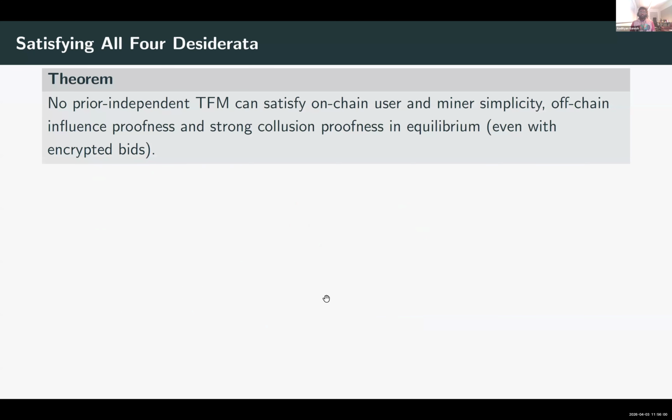All right. So one result that we have from the first of the two papers is the following, right? We show that no prior independent transaction fee mechanism can satisfy all 4 of these desiderata at the same time. Or specifically, if I start by saying you have to satisfy on-chain user simplicity and on-chain miner simplicity, then you might have to choose between off-chain influence proofness or strong collusion proofness. And this holds even if I allow you to use some lightweight cryptography, like commit-reveal protocols.